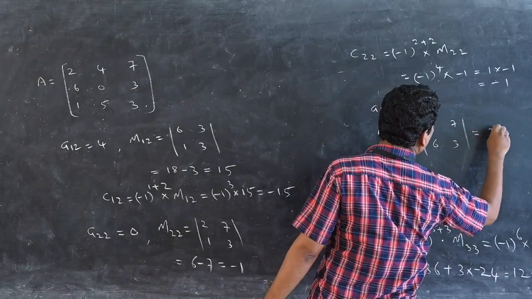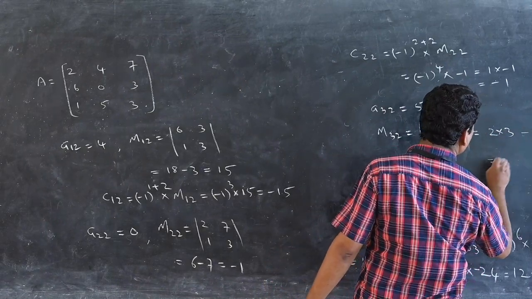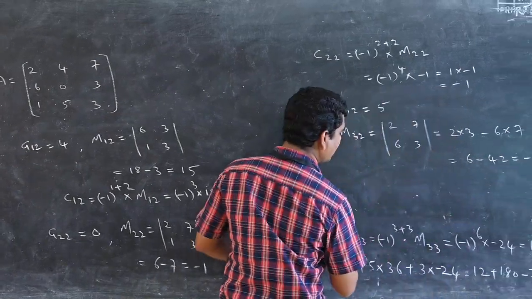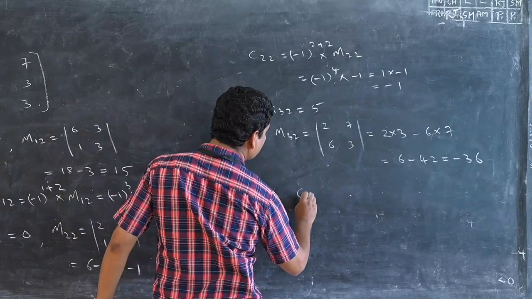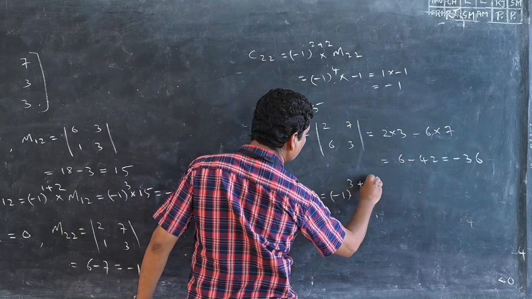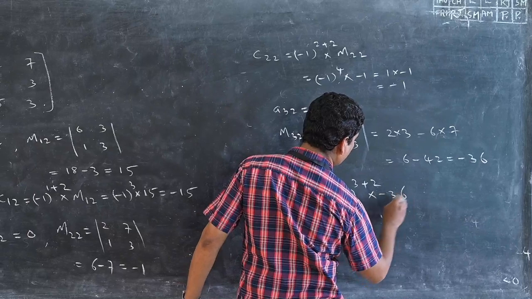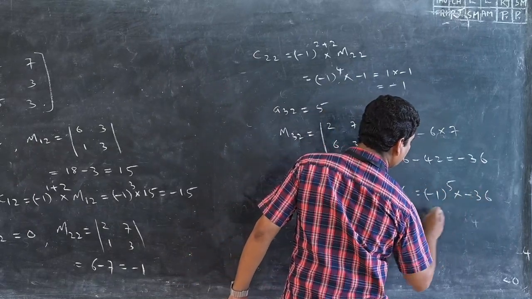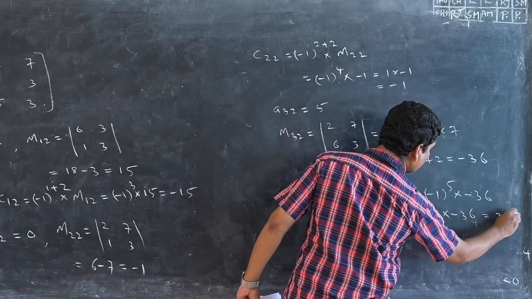2673. It is 2 into 3 minus 6 into 7. It is 6 minus 42 is equal to minus 36. Cofactor is C32 is equal to minus 1 raised to 3 plus 2 into M32 into minus 36. Minus 1 raised to 5 into minus 36, it is minus 1 into minus 36 equal to 36.